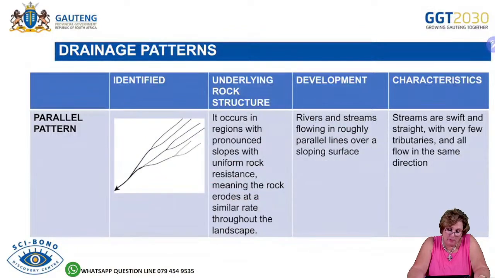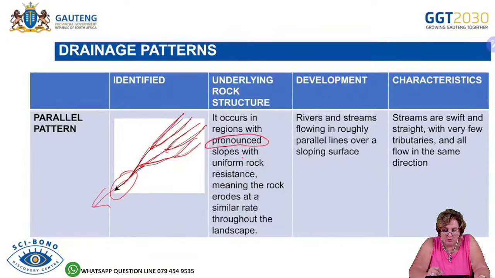A parallel pattern. Here you can see, look here by the way, the river flows like this. And then all of them flow to one point there, and it becomes one river. So this river flows in a southwesterly direction. It occurs in regions with pronounced slopes with uniform rock resistance, meaning the rock erodes at a similar rate through the landscape. Rivers and streams flow in roughly parallel lines over this sloping surface.